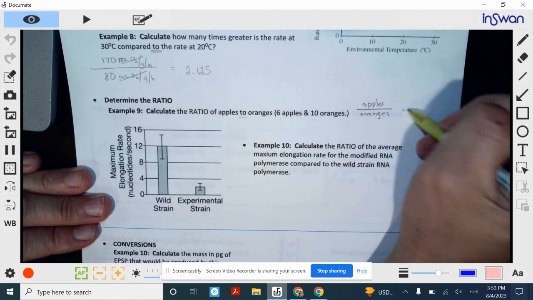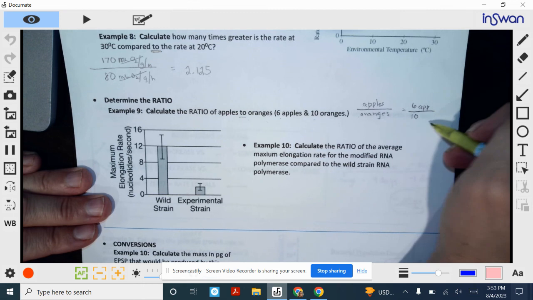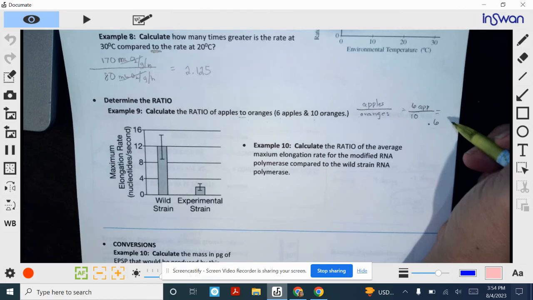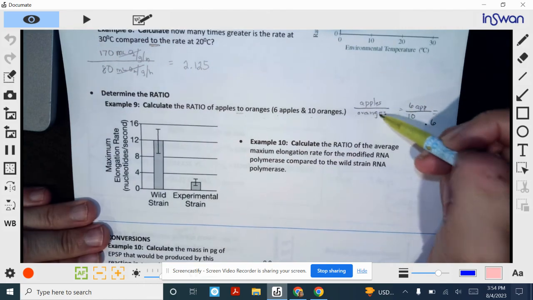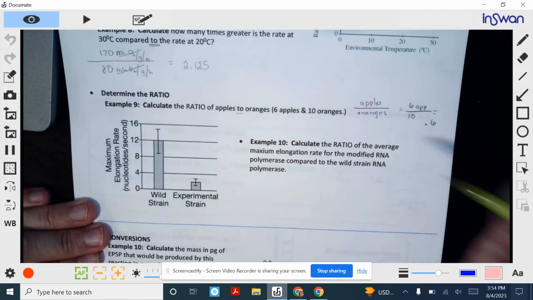So it would be 6 apples divided by 10 oranges. So my ratio would be 0.6, okay? So it's simple. One number to another, top over another number, okay?